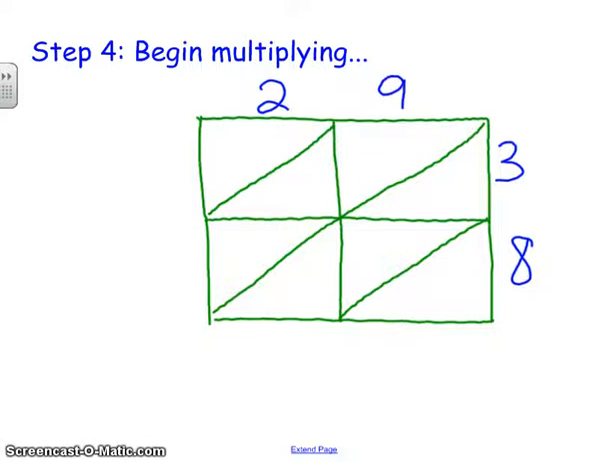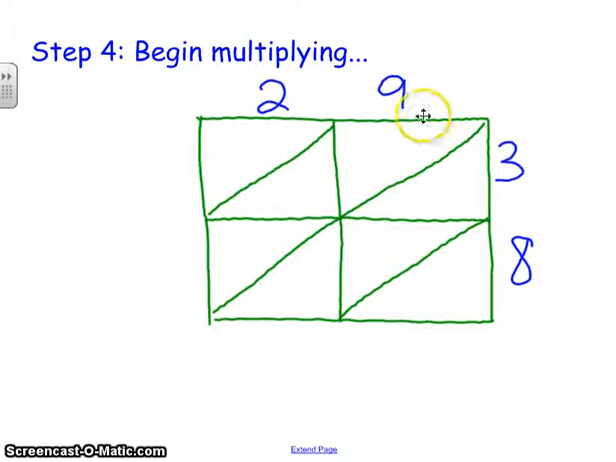Now we just begin multiplying. So what you're going to do here is that notice this box right here. It's broken up into two triangles. The upper triangle is where the tens place goes, and the lower triangle is where the ones place goes.